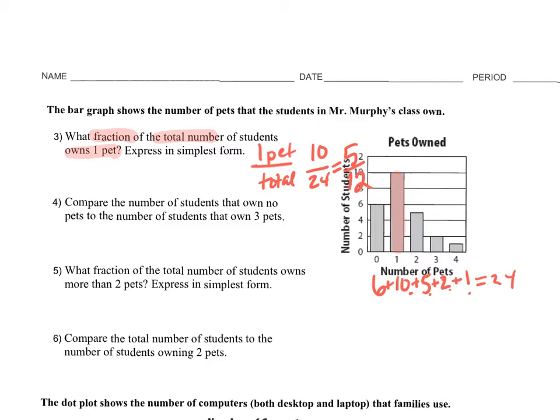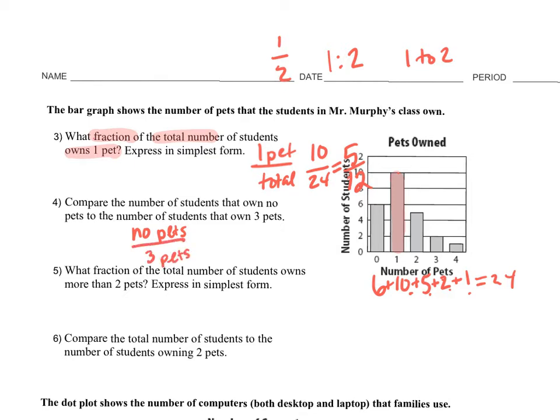Number 4, compare the number of students that own no pets. So we want no pets, and I can write it as a fraction. Remember, I can write things as a fraction this way, like 1 to 2, 1 to 2, or 1/2. You can write it all those ways. So no pets to, I like fraction form, that's my personal preference, the number of students that own 3 pets.